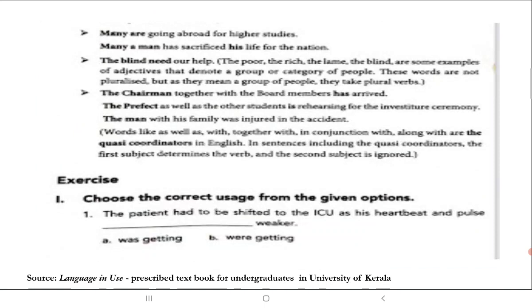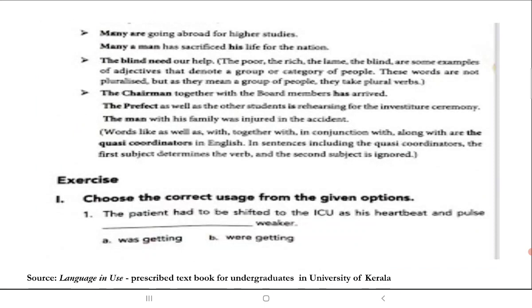So please keep in mind words like as well as, with, together with, in conjunction with, along with are the quasi-coordinators in English. Just learn it by heart as such. And in sentences including the quasi-coordinators, the first subject determines the verb and the second subject is ignored. Okay.